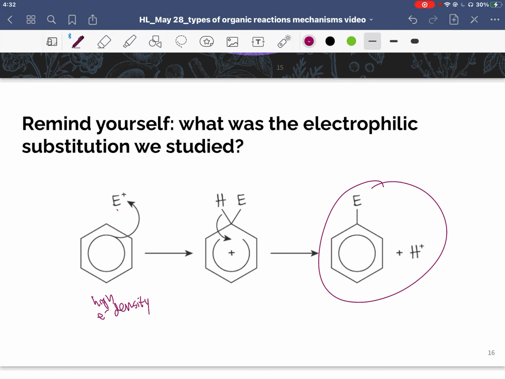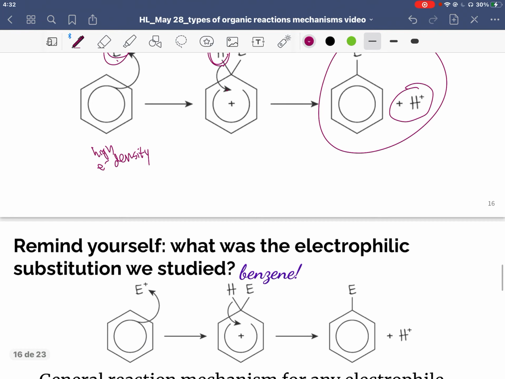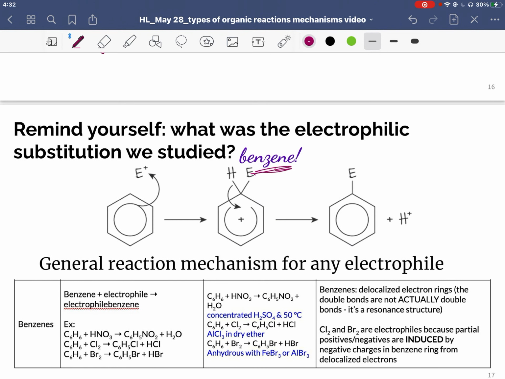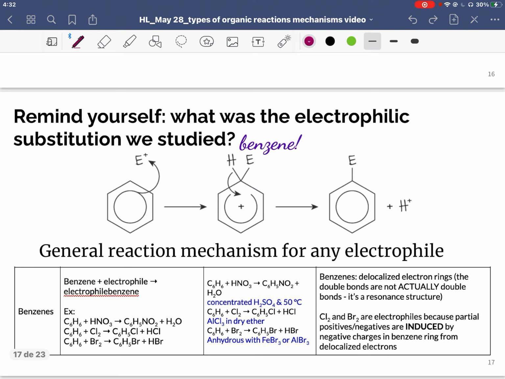So what happens is the high electron density attacks some electrophile. This is just a really general mechanism. And then this hydrogen that was here on the benzene is going to leave because there's going to be a slightly negative charge. So benzene, that was the electrophilic reaction we studied. We saw several examples of this in SL time. This is taken directly from your All Organic Reactions Mechanisms document. We saw nitration, bromination, chlorination, all these different options.